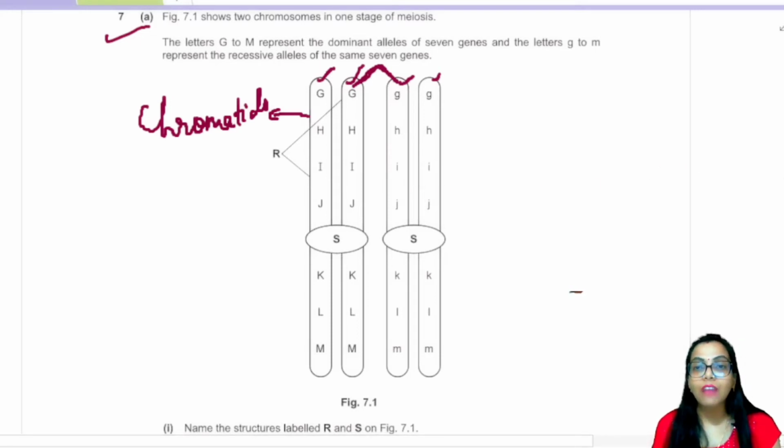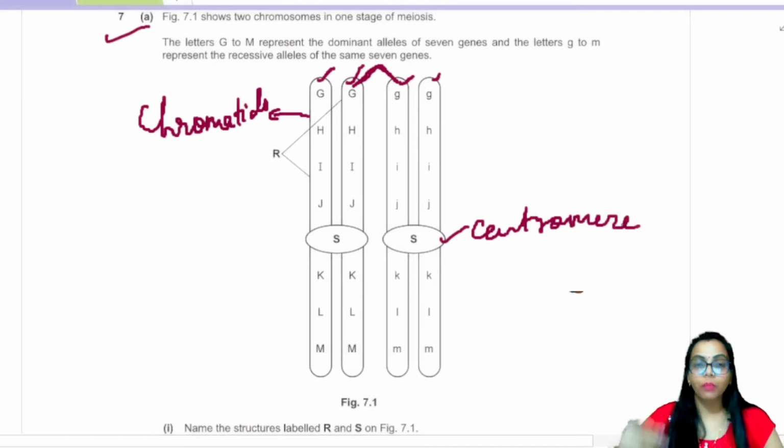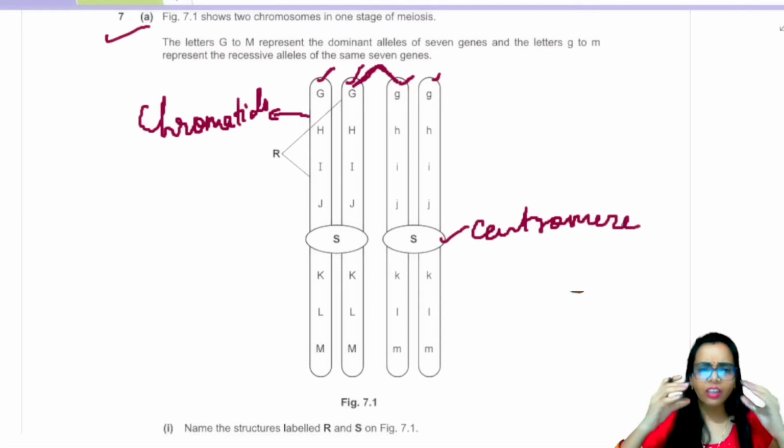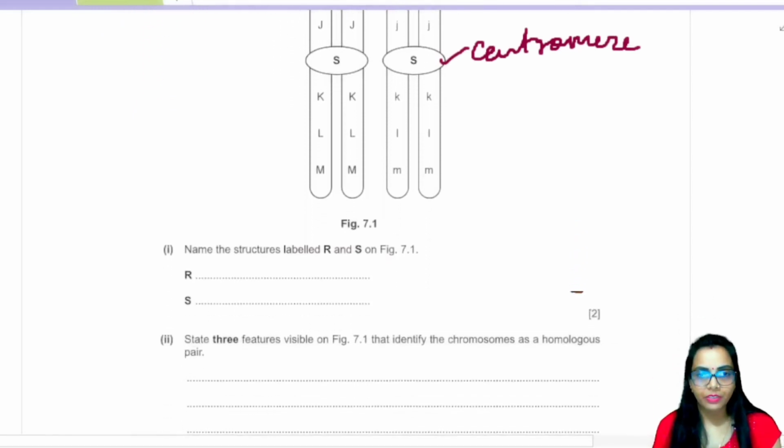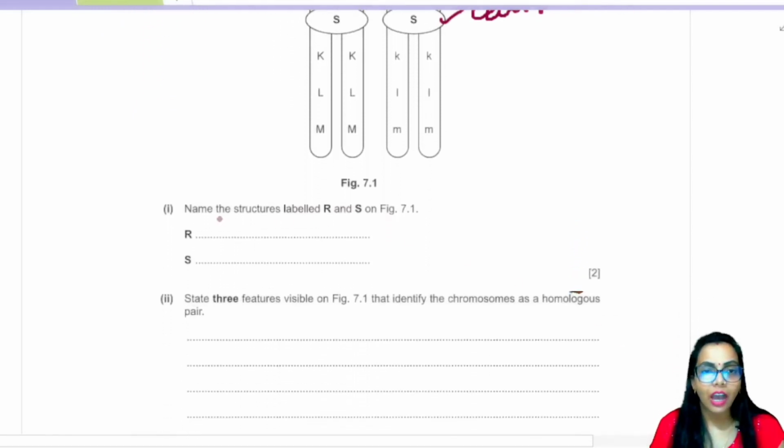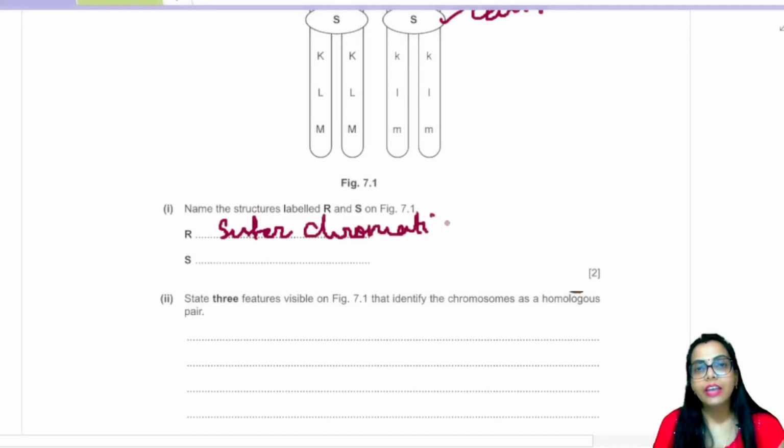Okay, so R will be the sister chromatids. And what is S? S is the centromere. On the basis of the place where the centromere is present, the chromosome is divided into many types. Okay, telocentric, acrocentric, many types. Now R is your sister chromatids, and what is your S? S is the centromere.